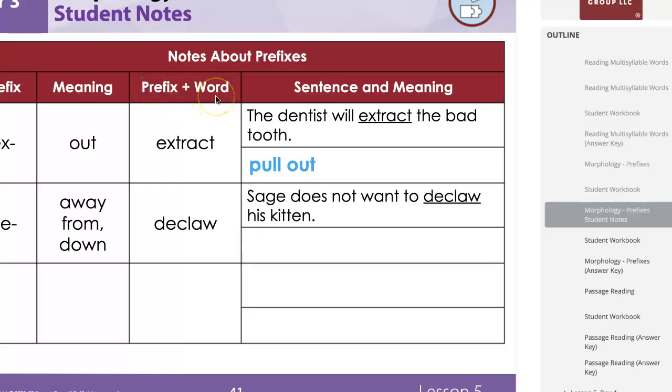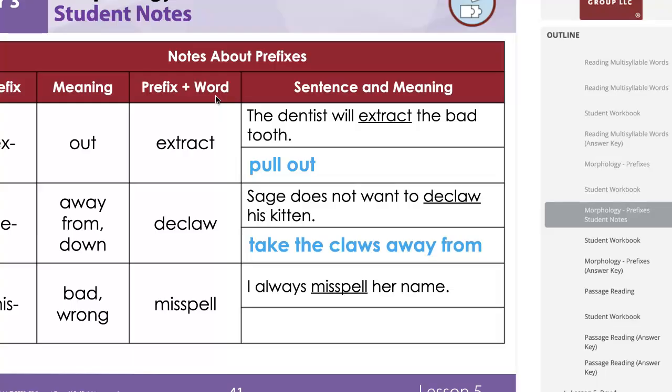All right, our next prefix is de. That means away from or down. Now, if you declaw, that's our word, declaw, it says Sage does not want to declaw his kitten. So if you declaw a kitten, that means to take the claws away from. All right? So make sure that you're writing down, take the claws away from.